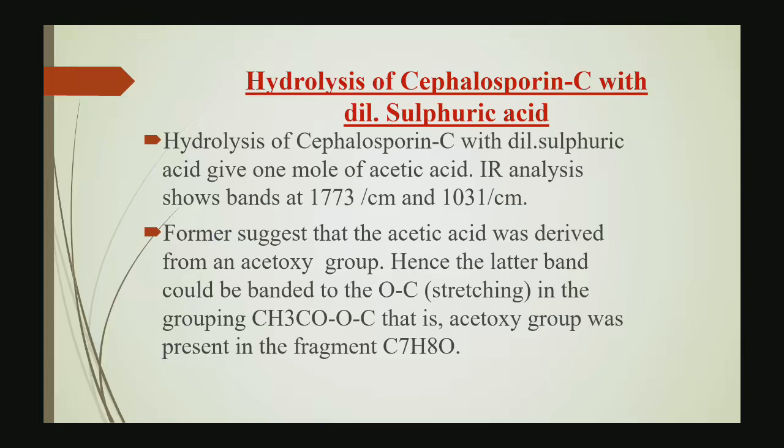IR analysis shows bands at 1773 centimeter inverse and 1031 centimeter inverse. The former suggests that the acetic acid was derived from an acetoxy group. Hence, the latter band could be assigned to the C-O in the grouping CH3CO-O, that is, an acetoxy group was present in the fragment C7H8O4 and the C-O stretching.